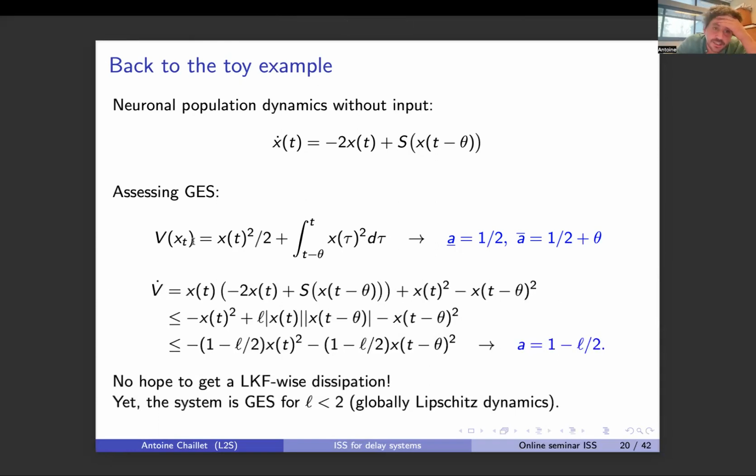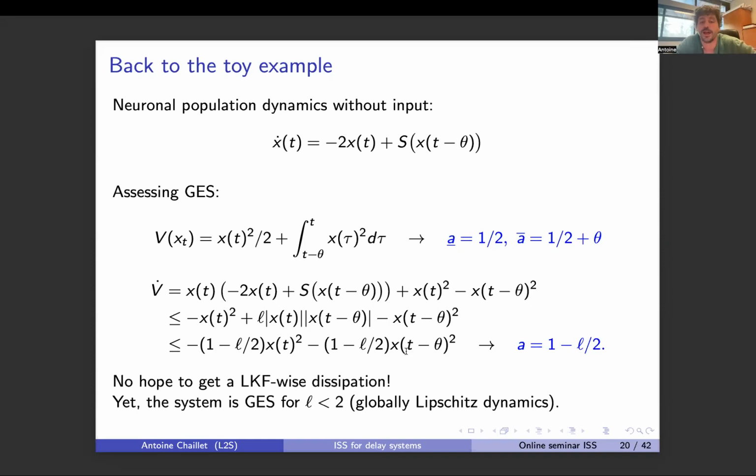But what is more interesting is when I differentiate this function. This term is easy to differentiate. I take the gradient of this x of t, I multiply by the vector field. And differentiating this, well, I differentiate an integral, so it's just x of t squared, because I have t here, minus x of t minus theta squared, which I get here. I rearrange the terms a little bit, and I get negativity both in x of t squared and in x of t minus theta squared. So I have a bit more than pointwise because I also have a negative term in the delayed values, but there is no hope for this Lyapunov function to get a dissipation term that would involve the whole V, simply because nothing shows up in terms of this integral term in this expression.